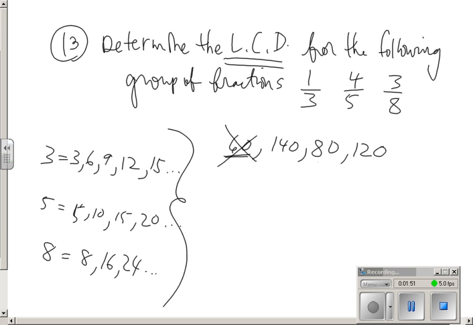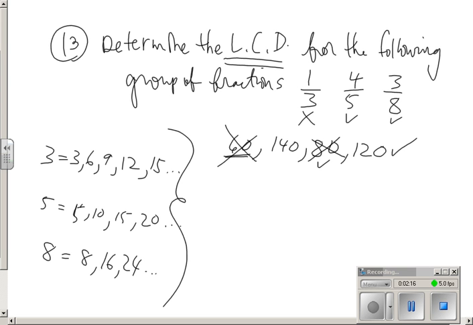80 might work. It works definitely for 8 because I can multiply it by 10. And because it ends in 0, it will definitely work for 5. But it doesn't work for 3 because it's not a multiple of 3 in any way. If I apply my divisibility rule, 8 plus 0 is 8, and it doesn't work, so it's not a multiple. So 80 doesn't work. Then I try 120.